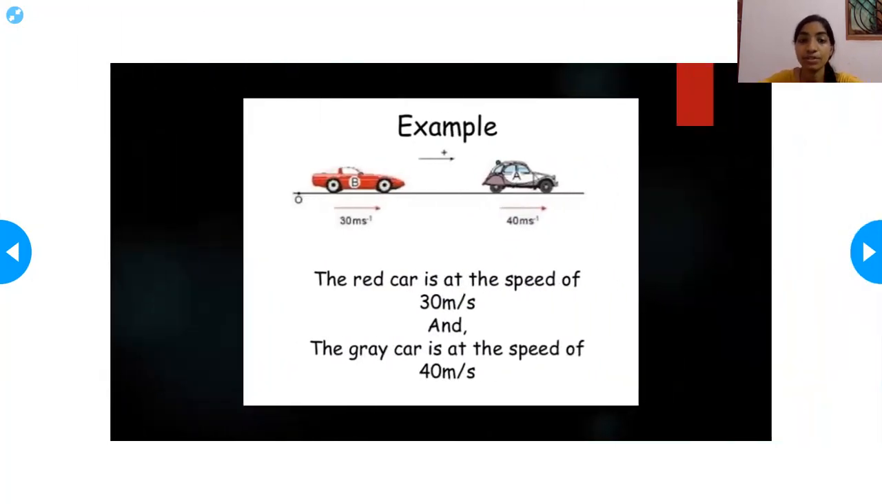Here in this example, you see the red car. It is moving at a speed of 30 meters per second, and this gray car is moving at a speed of 40 meters per second. So when you are asked what is the speed of the red car, it is 30 meters per second, and the speed of the gray car, 40 meters per second.